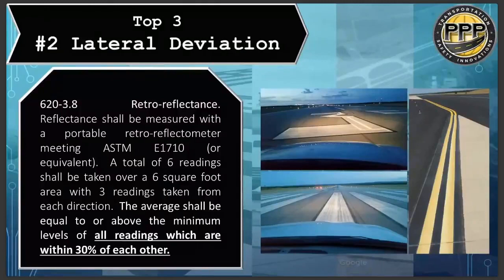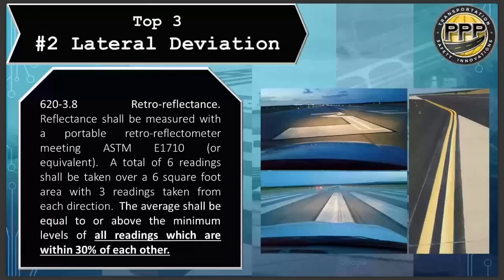That basically means that the standard deviation should not be greater than 30%. I mean, they should all be pretty close. What this is trying to define is that if you take six readings, however many readings you take to get your average, they should all be pretty close to one another.